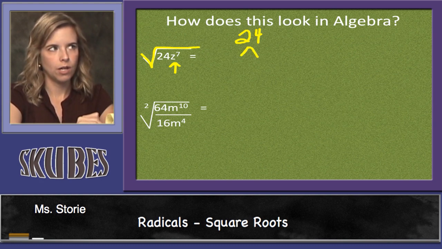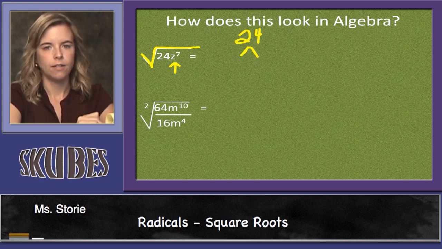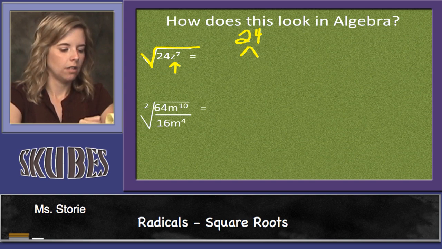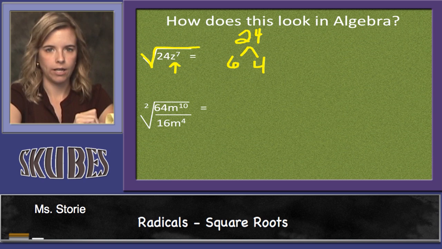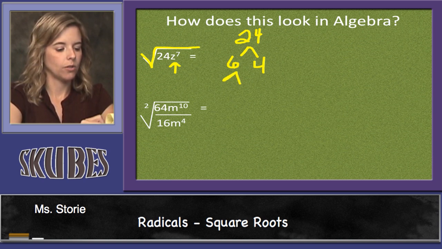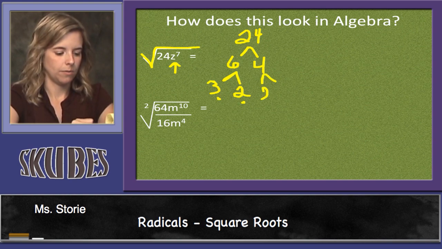You could do 2 times 12, 3 times 8, 6 times 4. Let's do 6 times 4. Random, you can choose whatever you want to. It's all going to end up to be the same primes. So 6 is 3 times 2, and those are primes. And then 4 is 2 times 2. So we're down to primes.